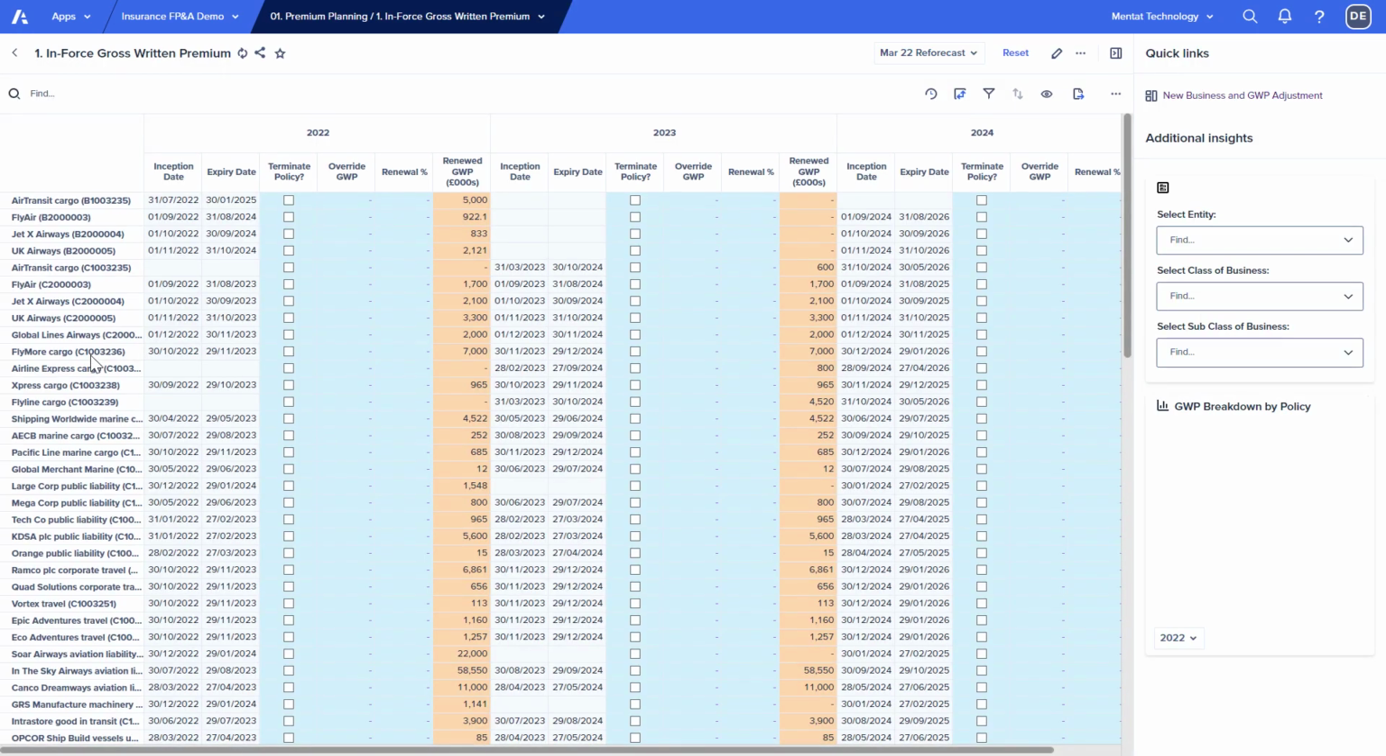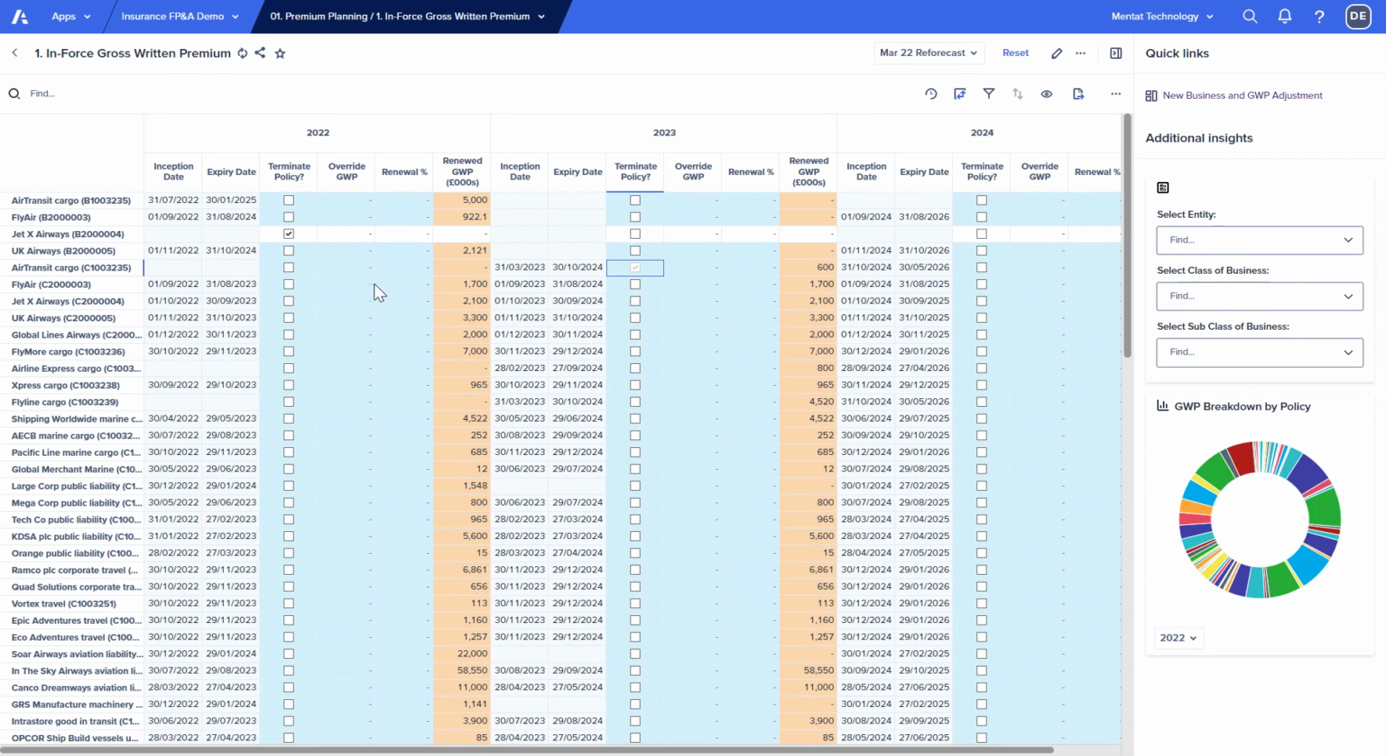From this page, I can maintain my in-force policies and update policy assumptions through future underwriting years. I can select individual policies to not renew, and I can also override future GWP for any specific policy.